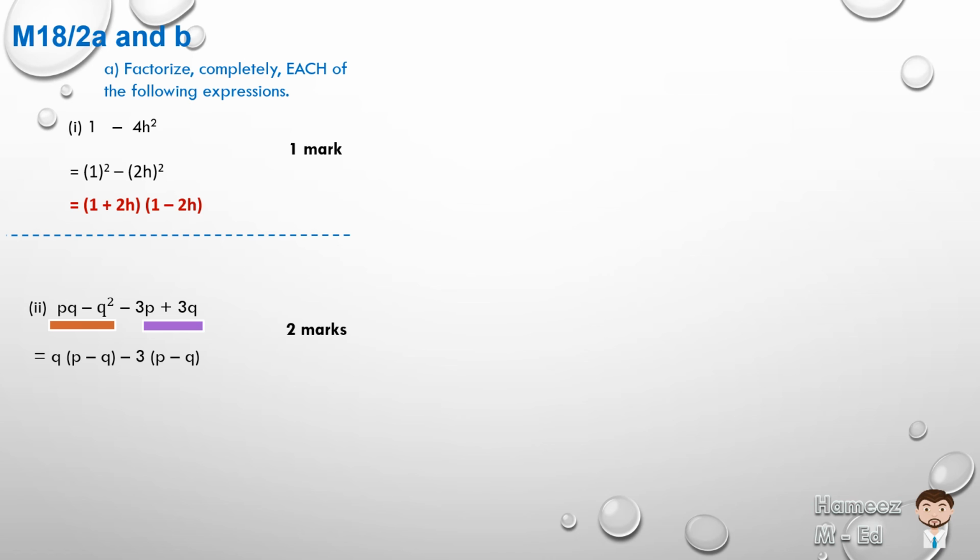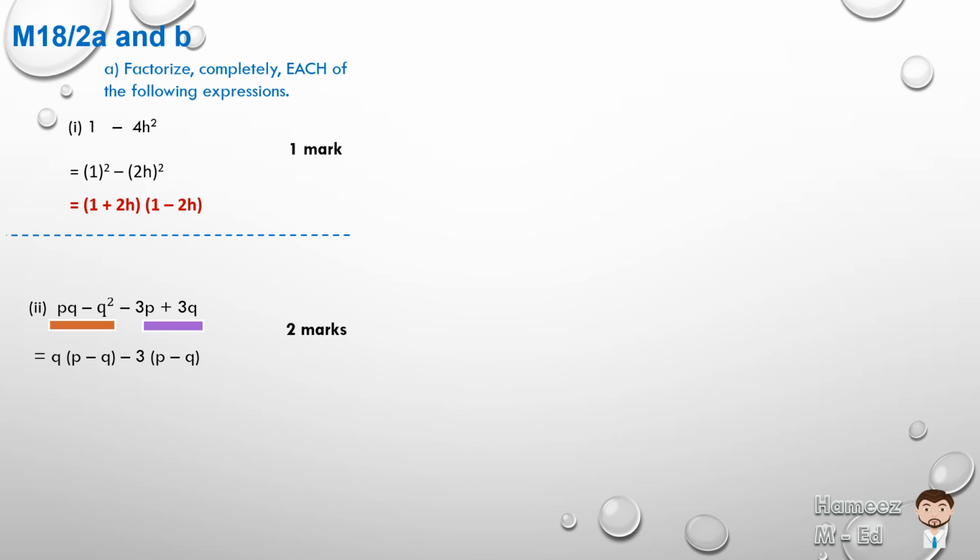And let's double check. q times p, that's pq, minus q times q, q squared. And just a little reminder, you can write qp or pq. It's just a standard form when you look at textbooks that they write it in alphabetical order. And in the second part, under the purple line, what do we want to extract? p minus q. We want to keep the same brackets. So what are we going to factorize? Minus 3. Minus 3 times p will give us back the top, minus 3p. Minus 3 times minus q will give us plus 3q.